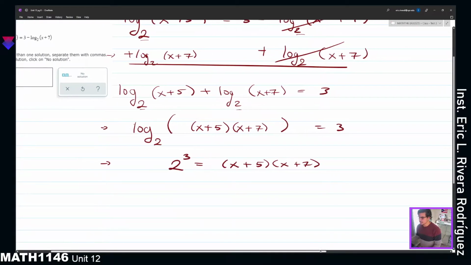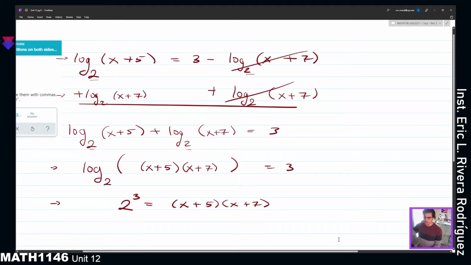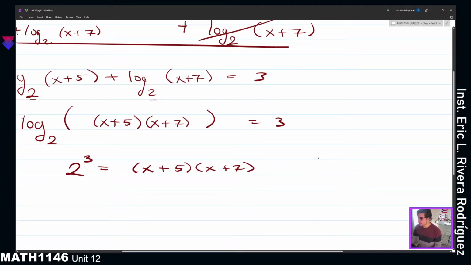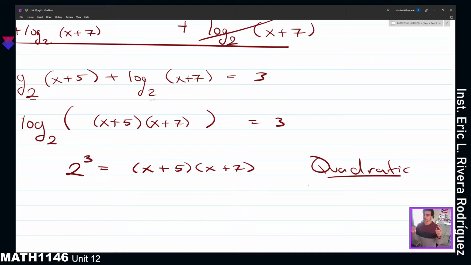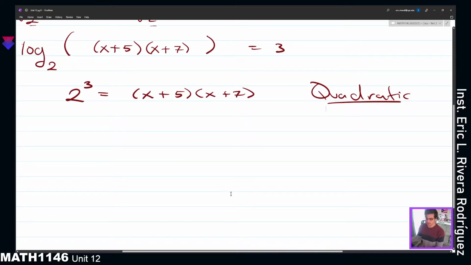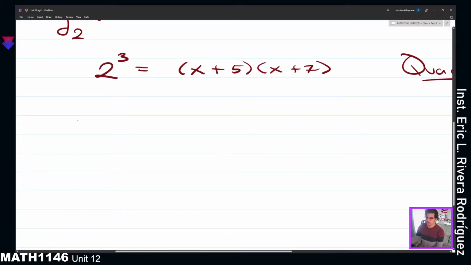So the first problem is the logarithmic problem, the original one. Now we are dealing with a quadratic problem. Careful here, because from the quadratic problem we are going to get multiple solutions, but not all of those solutions are going to be solutions to the logarithmic problem. So we know how to solve this because we have been working with this. So this is 8, and here this is x to the power of 2 plus 12x plus 35.